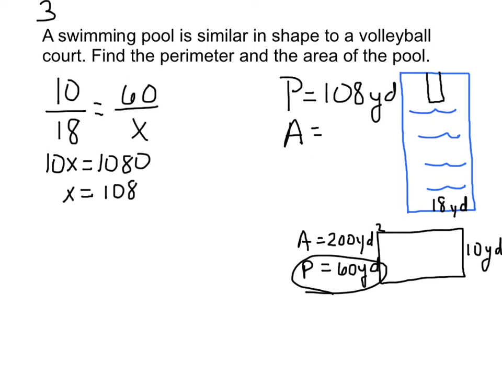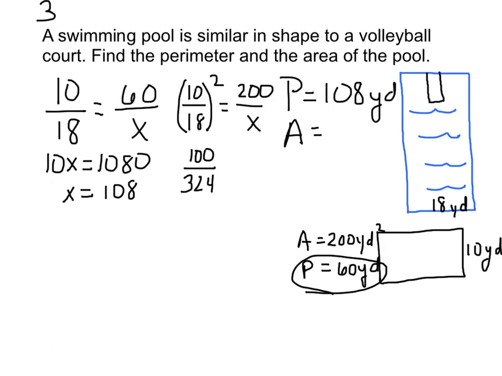Now I have to use the exact same ratio of 10/18. But wait a minute, our key idea for area says we have to square that. So whatever ratio you get, you have to square it for the area. So I'm going to square it, and now I'm going to use 200, which is my area, over x. If I square 10/18, 10 times 10 is 100. 18 times 18 is 324. That equals 200 divided by x.